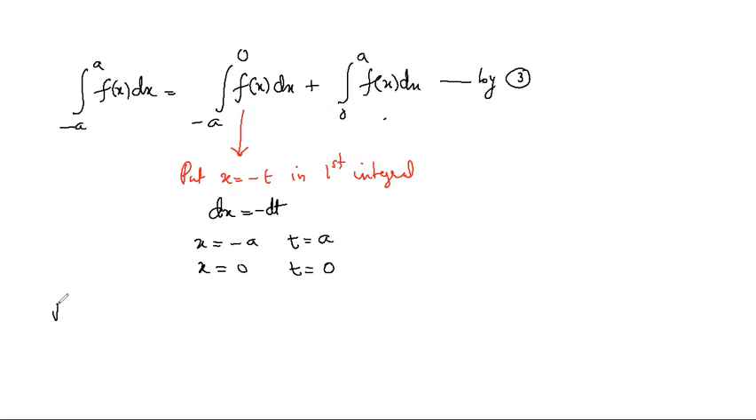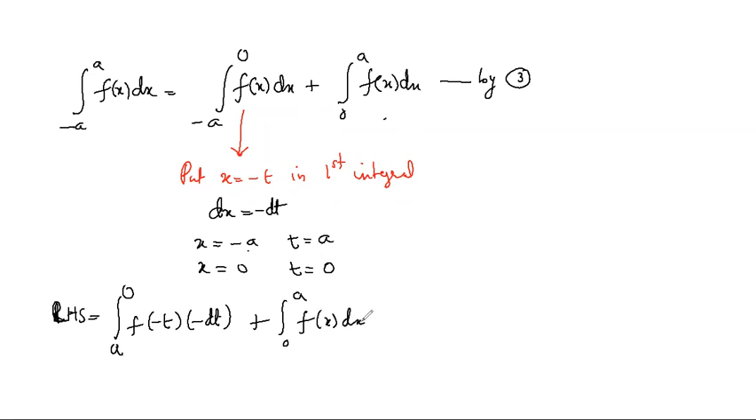So I can write the left hand side as integral, 0 and minus a will become a, so a to 0 f of minus t into minus dt plus 0 to a f of x dx. In the second integral, we are not doing anything. Only the first integral we are substituting. This minus goes outside: a to 0 f of minus t dt plus 0 to a f of x dx.